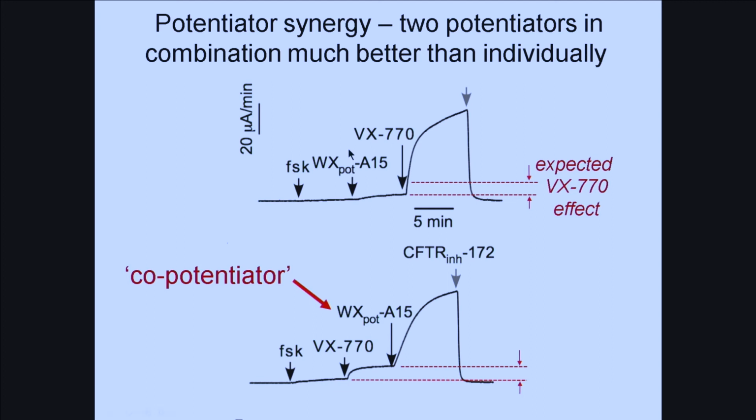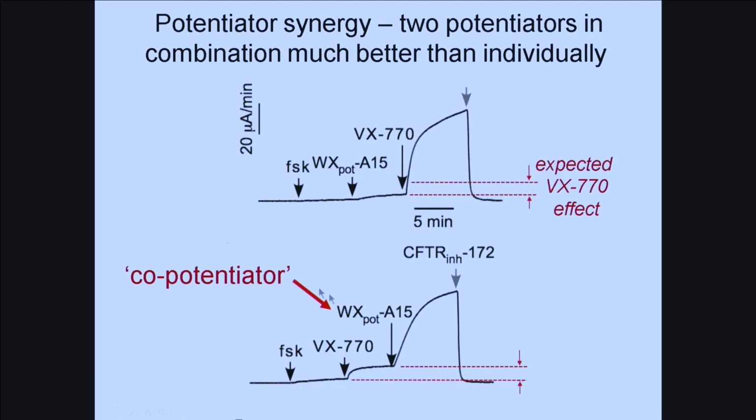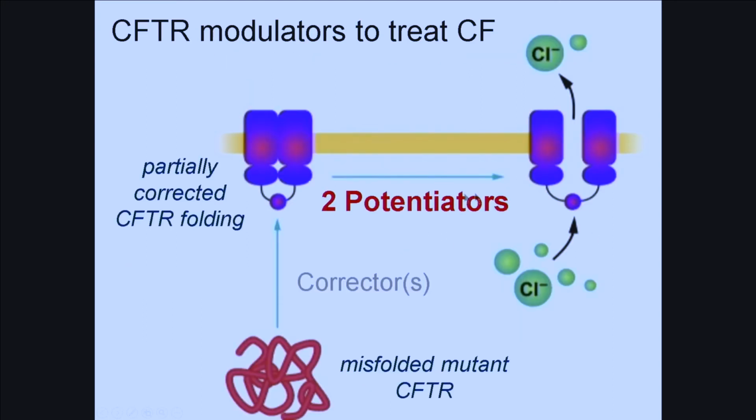And we call the second potentiator a co-potentiator. And so in this case, it doesn't make any difference whether you add the Vertex 770 or the new compound first. In this case, we added the Vertex 770, saw the expected very small signal, added our new co-potentiator, and found a very large signal. And we think this paradigm of co-potentiators, that is, combination of potentiators, will be key to treating some of these very difficult refractory CFTR mutants.